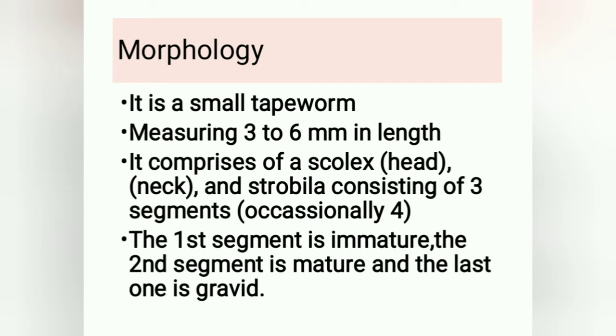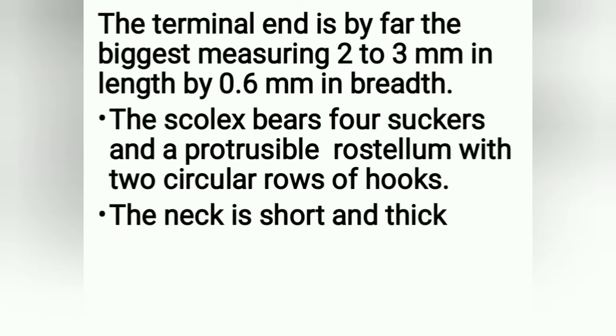Morphology: it is a small tapeworm measuring 3 to 6 mm in length. It comprises a scolex, that is head, neck, and strobila consisting of 3 segments, occasionally 4. The first segment is immature, the second segment is mature, and the last segment is gravid. The terminal end is bifid, the biggest measuring 2 to 3 mm in length by 0.6 mm in breadth. The scolex bears 4 suckers and a protrusible rostellum with 2 circular rows of hooks. The neck is short and thick.